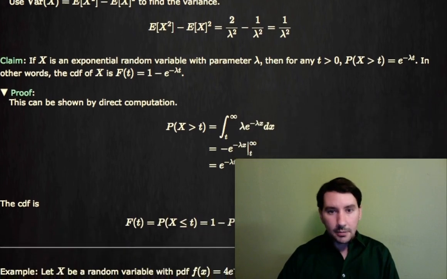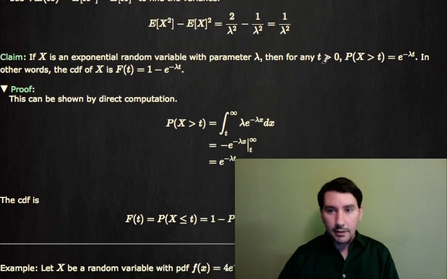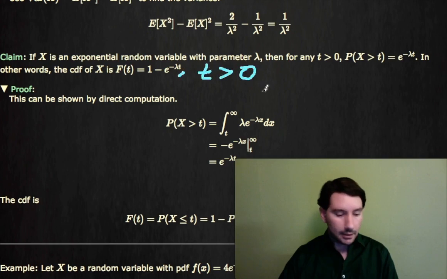So if x is exponential with parameter lambda and t is bigger than 0, the probability x is bigger than t is e to the minus lambda t. And in other words, the CDF is F of t equals 1 minus e to the minus lambda t. I guess it should be pointed out here, this is only for t bigger than 0. If t is less than or equal to 0, then F of t is just 0.